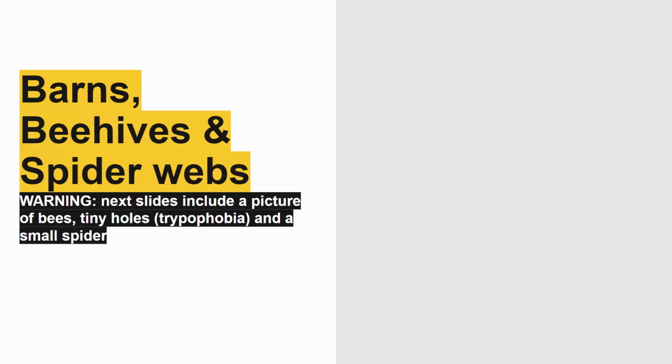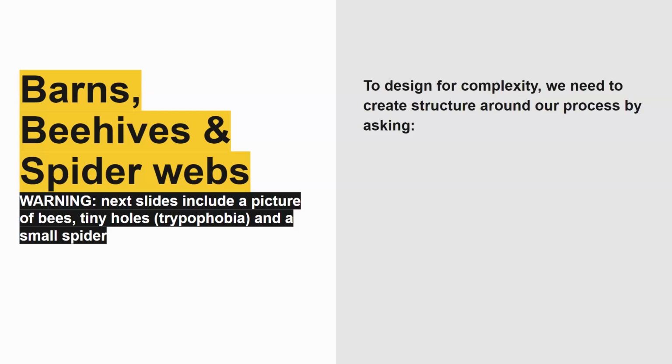So let's think about our rules as scaffolds, right? We're building something. Scaffolds are used when you're building something so that you can get access to it when you're building the walls, the guts, all of that sort of stuff, right? We're going to do the same thing. We're going to use the example of barns, beehives, and spider webs. So warning, the next slides have pictures of bees, tiny holes. I won't be looking at that because I have a fear of tiny holes and of a teeny tiny spider. Don't want to.